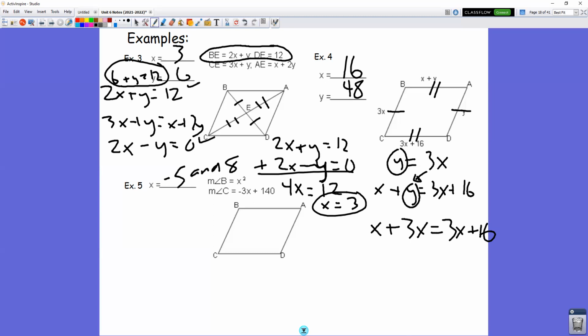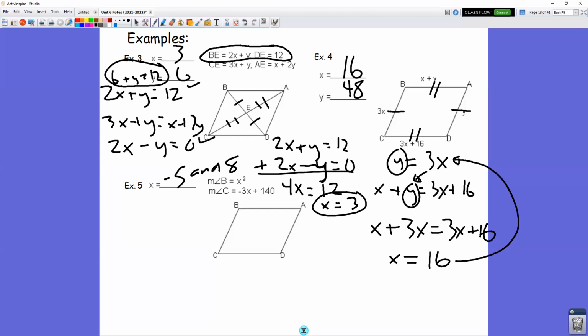And so I've got a 3x on both sides, and so what I'm going to do is subtract 3x from both sides. Subtracting 3x from both sides gives me x is 16, which is where I got the first half of my solution. Then you'll plug that back in and solve for y. y equals 3 times 16, which is where I'm getting the 48.